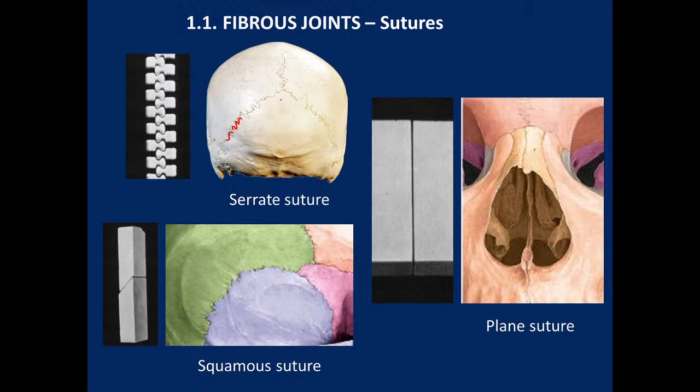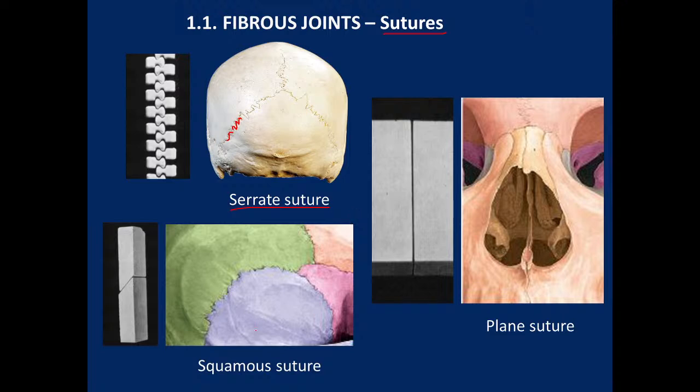Mostly all cranial bones are connected with sutures. By their shape, we distinguish three types of sutures. Here, the most popular suture between calvarian bones is called serrate sutures.